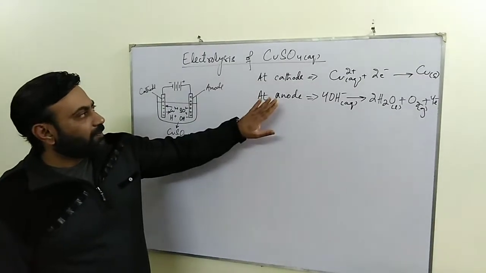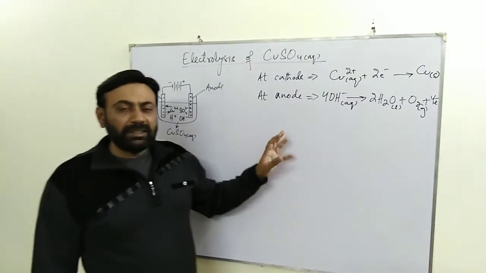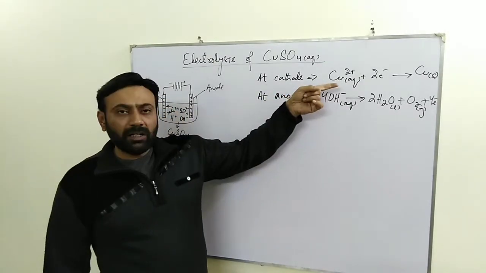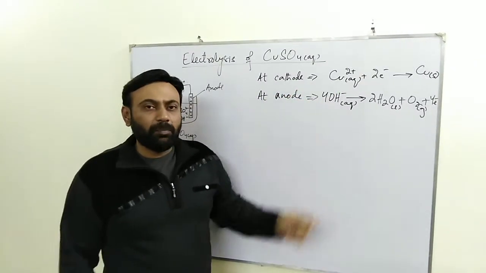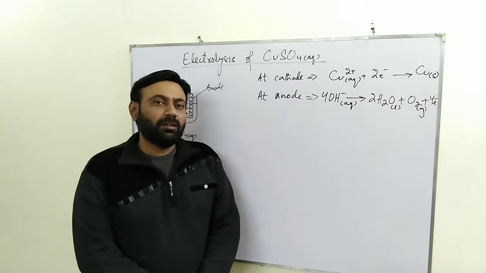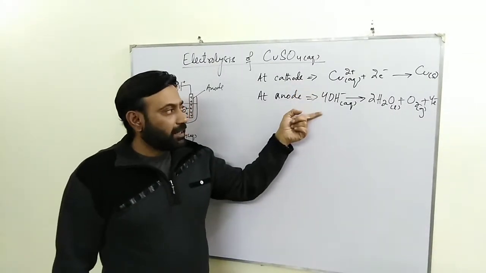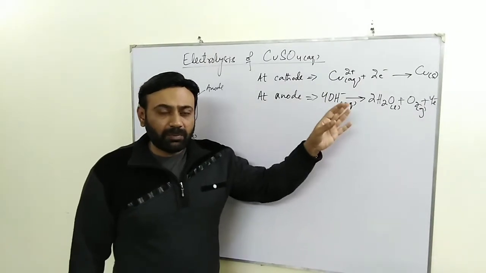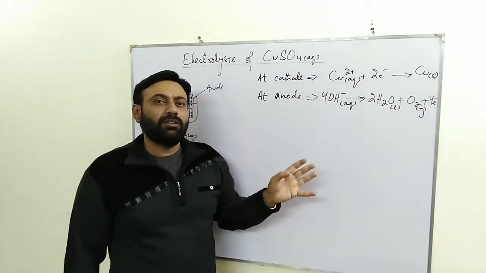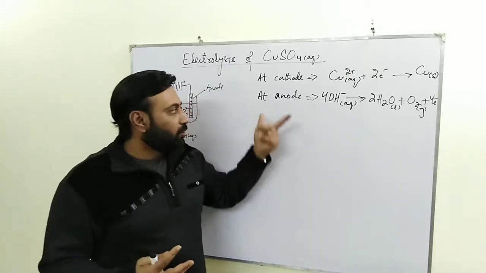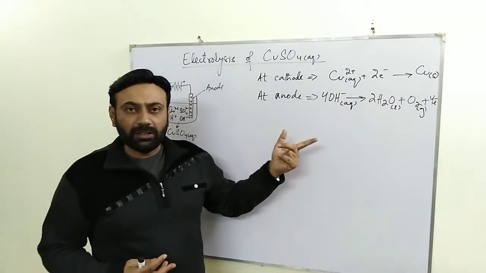So now we have the cathode equation and the anode equation. These are called half equations. At the cathode, electrons are being gained by copper ions, and gain of electrons is called reduction. So this is the reduction half equation. And at the anode, electrons are being lost by the hydroxide ions, and loss of electrons is oxidation. That means hydroxide ions are being oxidized. So this is the oxidation half reaction.